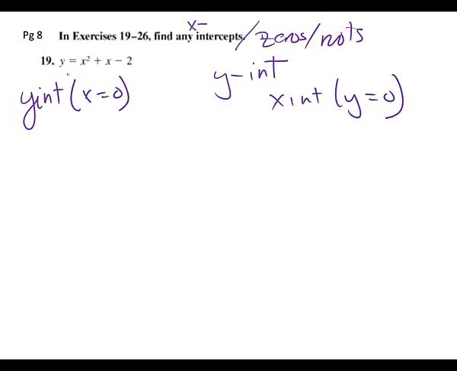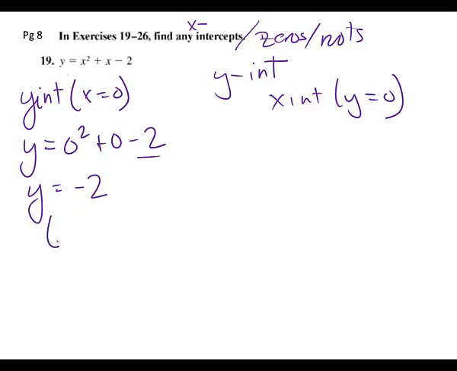Okay? So I'm going to start with my y-intercept. I'm going to put 0 in for x. So 0 squared plus 0 minus 2. So what's the y-intercept? Negative 2. But I wouldn't write that as an intercept because that's a horizontal line. An intercept is a point. So 0 comma something or something comma 0. Does that make sense? So we're looking for a point.